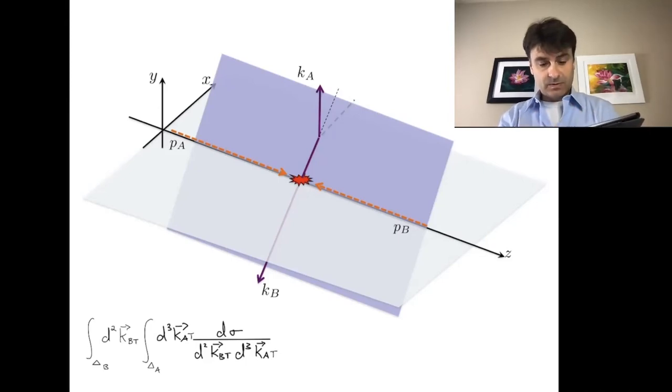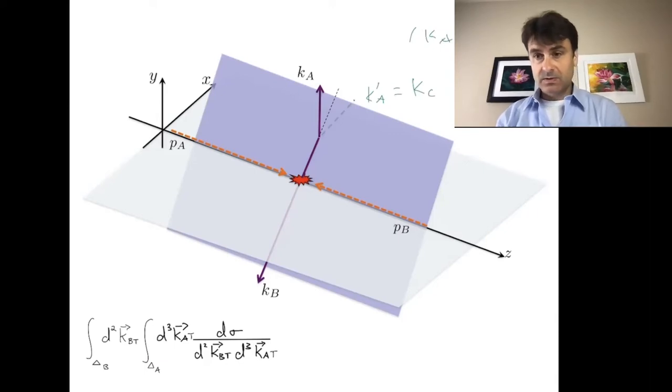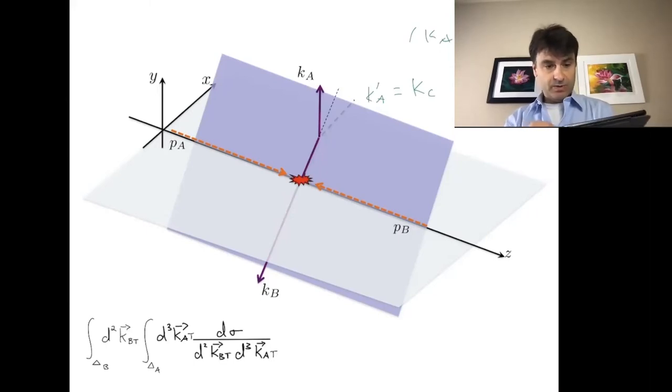If I call this Ka prime, actually for my calculations, I'm going to call that Kc. What I really need is Ka plus Kc squared, much less than s, to satisfy the jet condition. So I'm going to need to restrict basically the range of Ka vector. We'll see how to do that in a second.